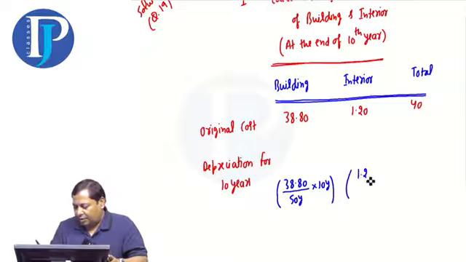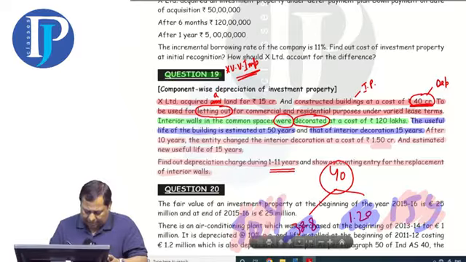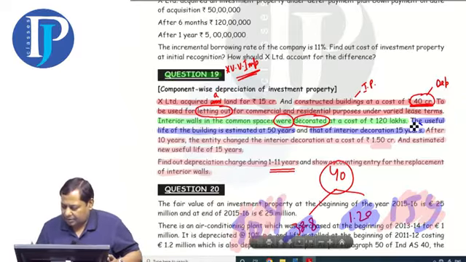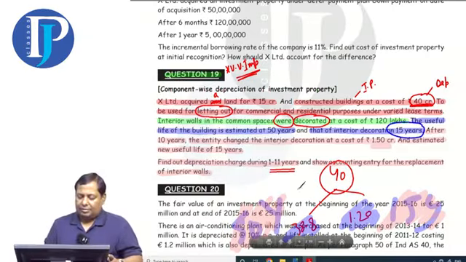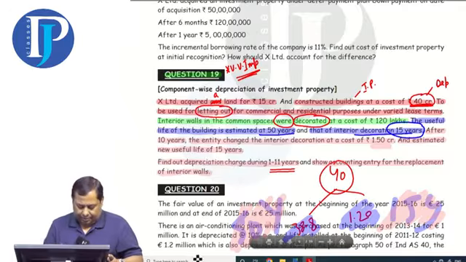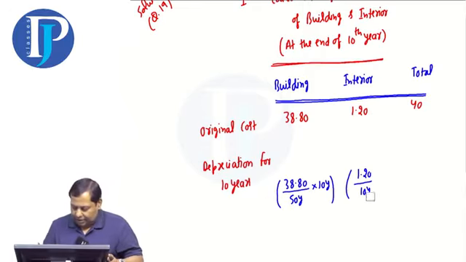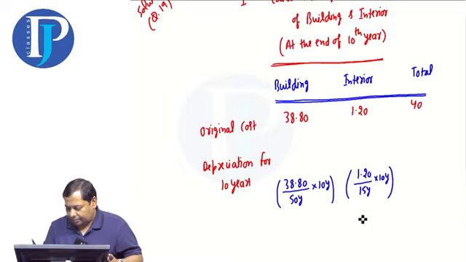The cost here is 1.2. Its life was 10 years. Please let me check. It's 15 years. The building's life is 50 while the interior's life is 15 years. If 10 years have passed, do write off.